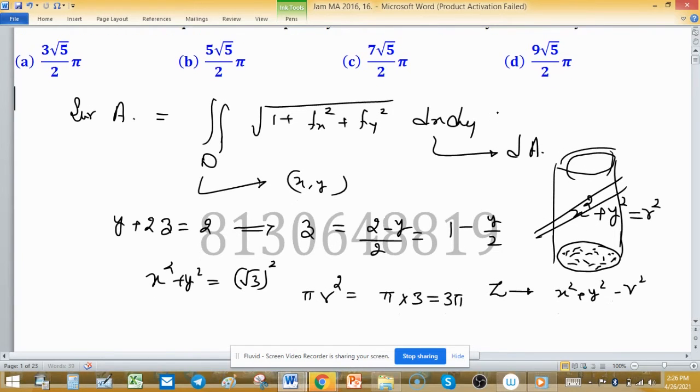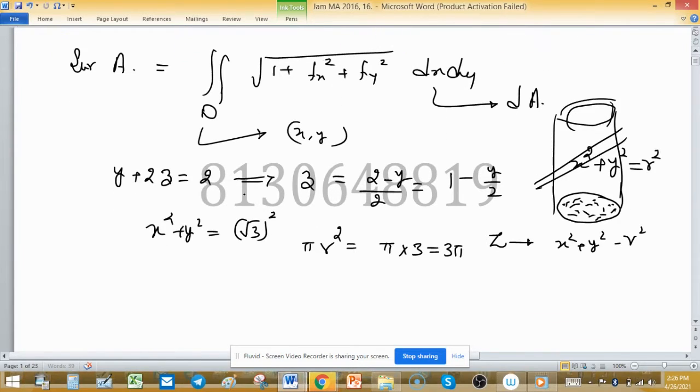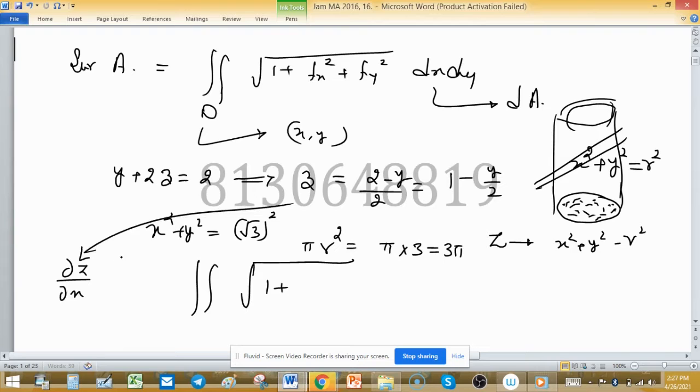Now directly in place of dA we can put 3 pi, and we have the value of square root of 1 plus partial z with respect to x will be from this. Because x is not involved here, partial z with respect to x will be 0, and partial z with respect to y will be minus half.